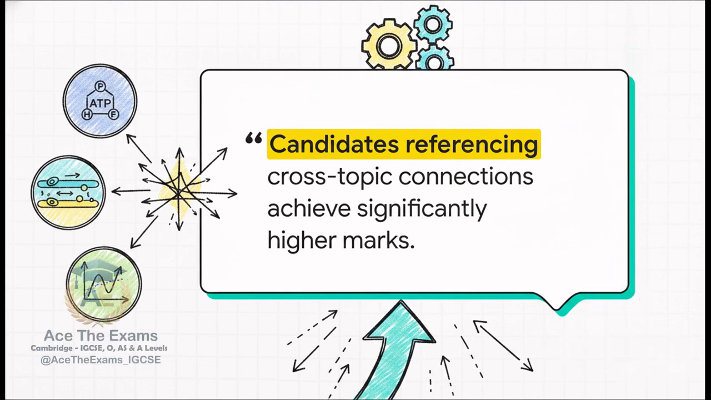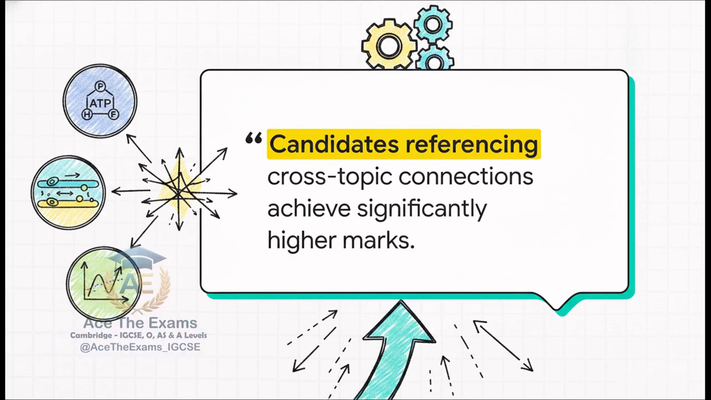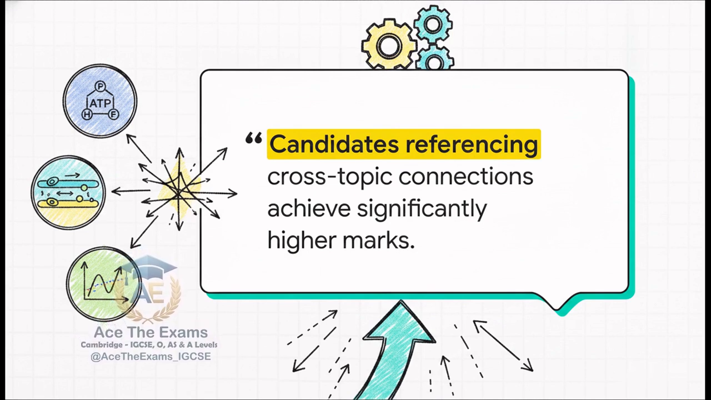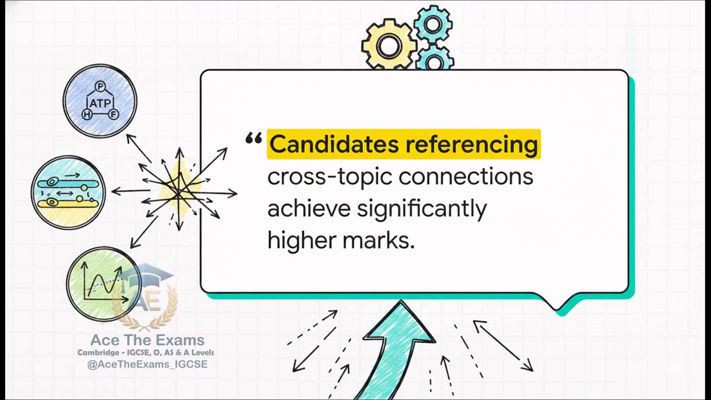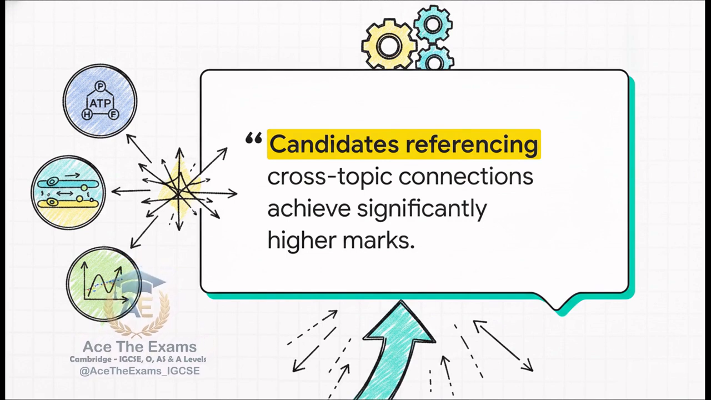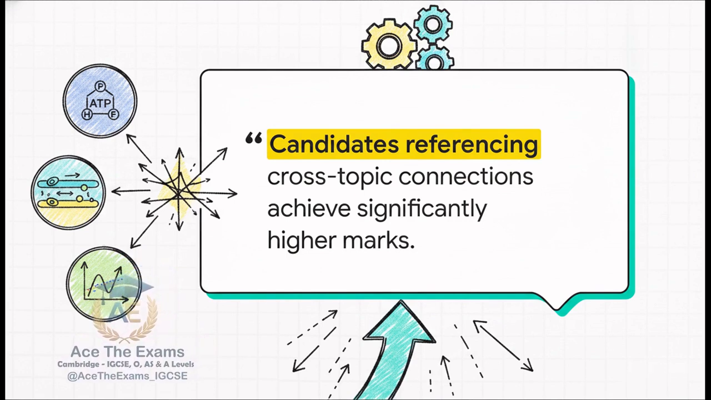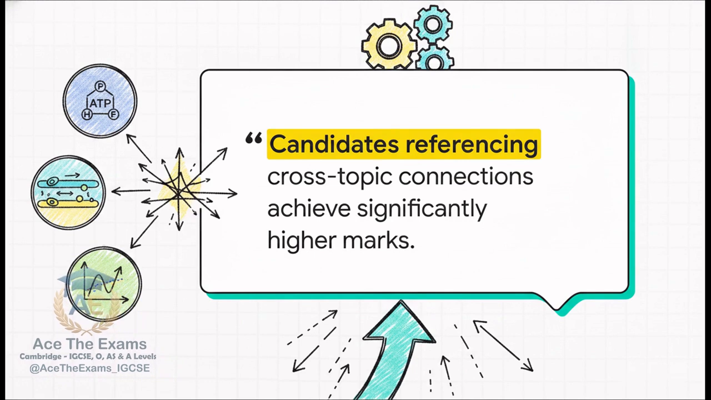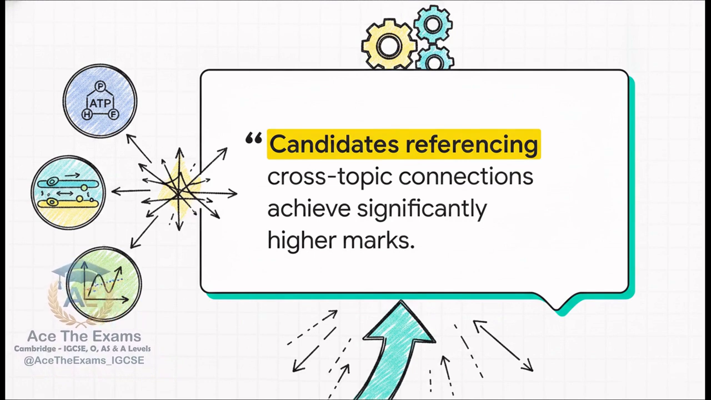And this is brilliantly summed up by the principal examiner reports, which state, candidates referencing cross-topic connections achieve significantly higher marks. Academic benchmarks in Cambridge 9700 prioritize analytical depth over superficial breadth, meaning if you're answering a question on ATP and you can effectively link it to other syllabus topics like membrane transport or enzyme kinetics, you're signaling a top-tier understanding. Cross-topic integration is absolutely your secret weapon here.